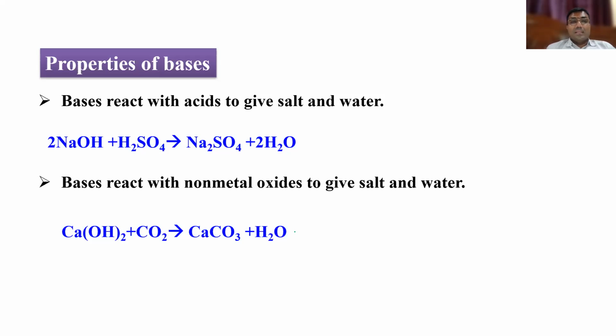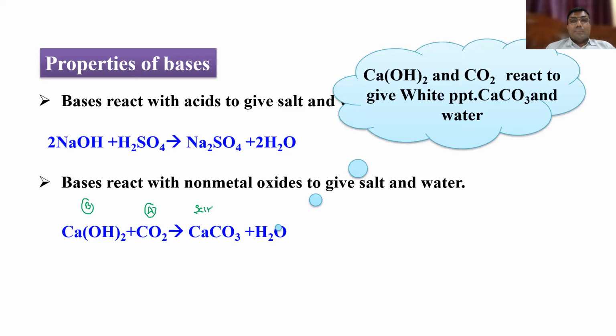Calcium hydroxide reacts with CO2. So here, students, in calcium hydroxide and CO2, which is the acid? CO2 is the acid. Calcium hydroxide is the base, and calcium carbonate is the salt, right? So it is a neutralization reaction. A milky white precipitate will form.